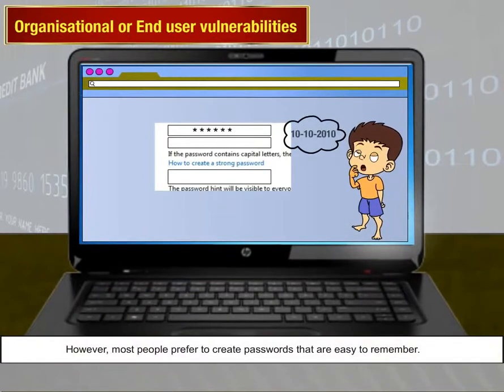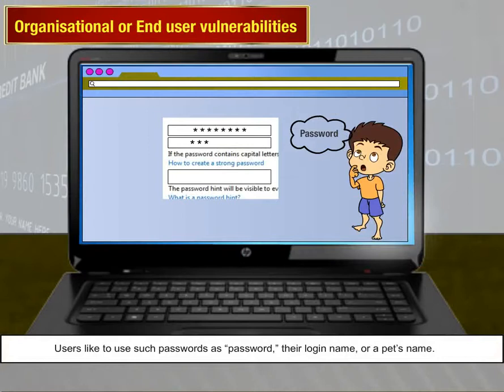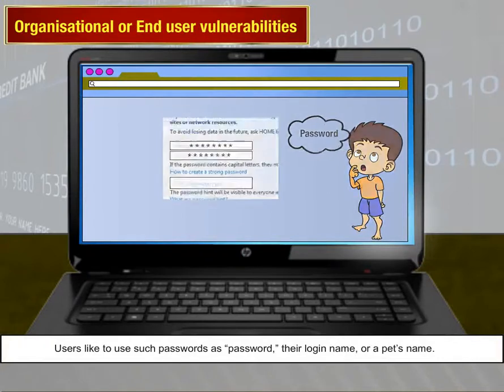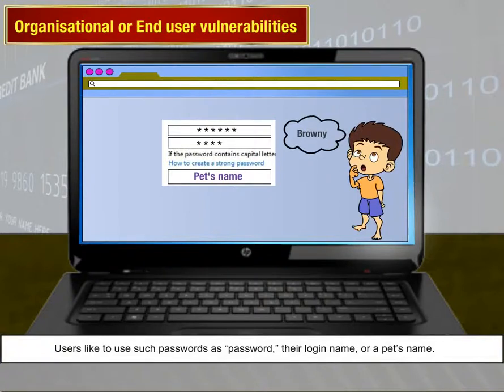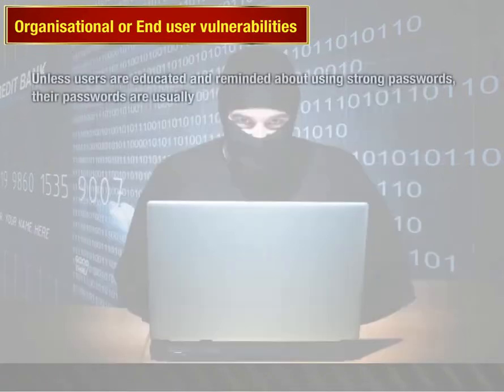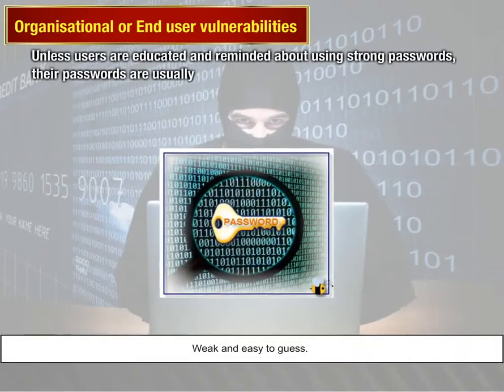However, most people prefer to create passwords that are easy to remember. Users like to use such passwords as "password," their login name, or a pet's name. Unless users are educated and reminded about using strong passwords, their passwords are usually weak and easy to guess.